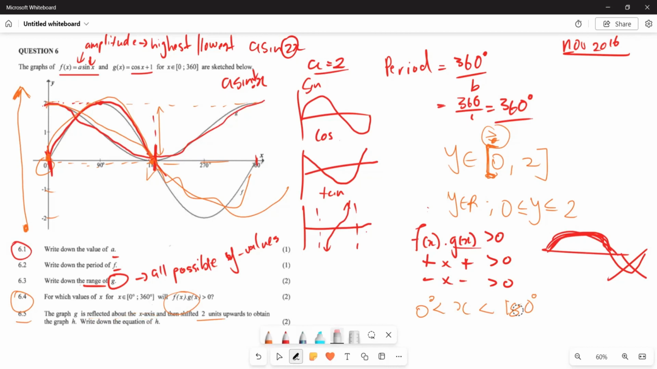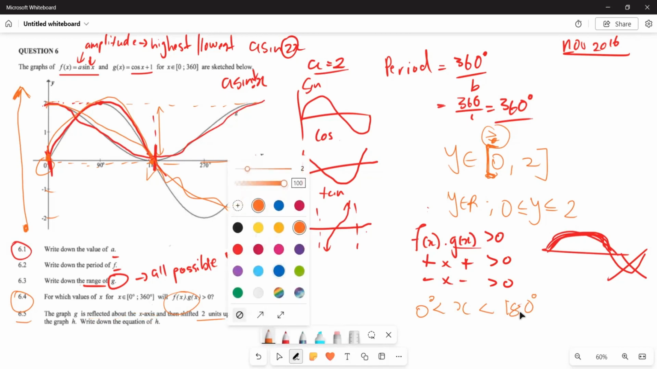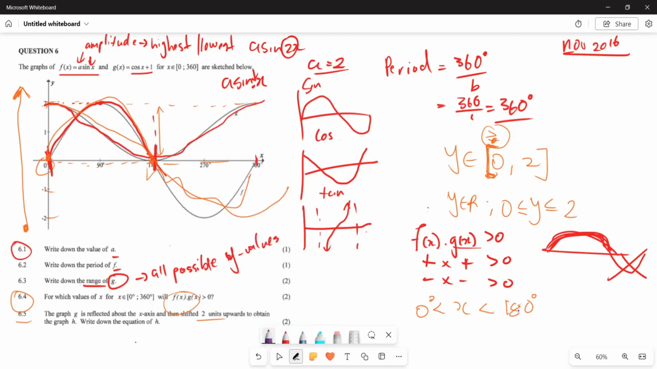Let me just fix that. Let me just write this very nicely. Right, let's get a nice color there. Now, every time they say it is reflected about the x-axis, which means what changes? Your y becomes negative. Okay, the y becomes negative, and now they say it is also shifted 2 units upward.